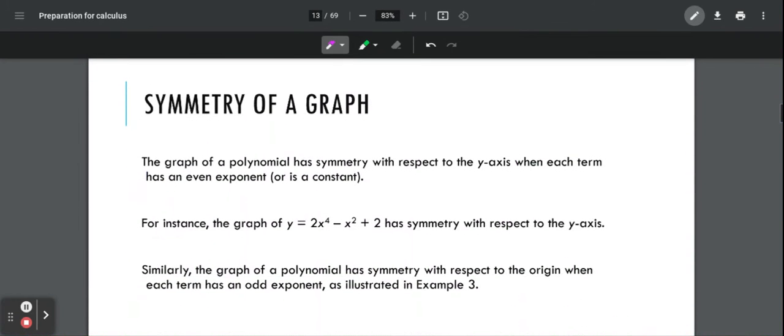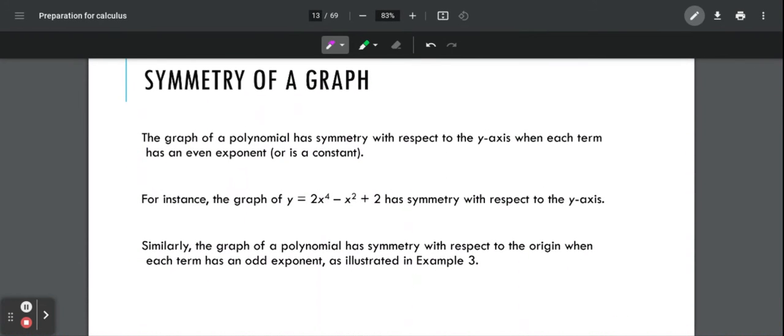So when we look at that, we know we can look at the equation and find out a few things without even doing a test. Now, the question may still ask you to show, and that's where you would do the test. But here it gives you a few hints. The first one is the graph of a polynomial. It has symmetry with respect to the y-axis.